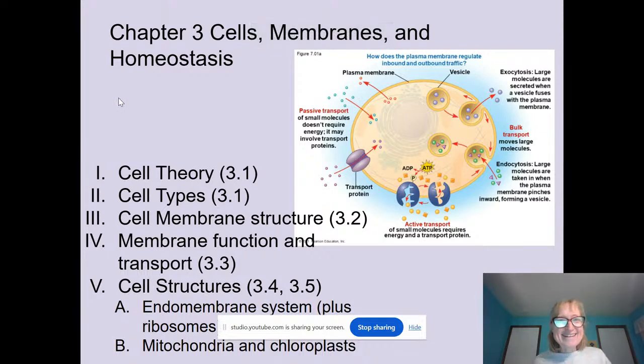I think we're ready. So chapter 3 is about cells, membranes, and homeostasis. Here's a nice picture of a lot of things happening in a cell. And in this video, we'll cover cell theory and cell types.